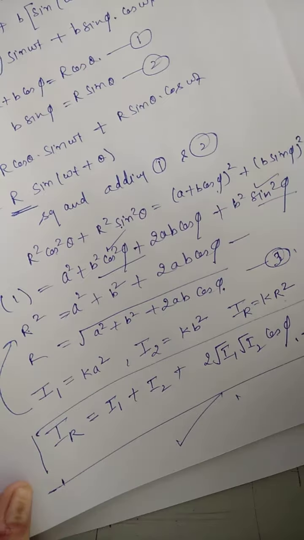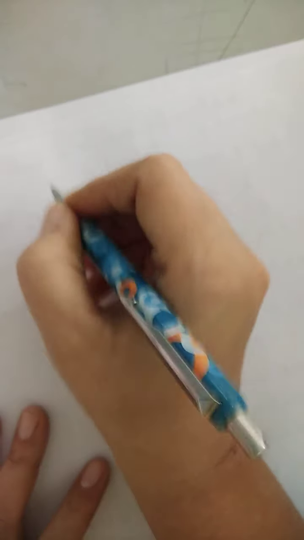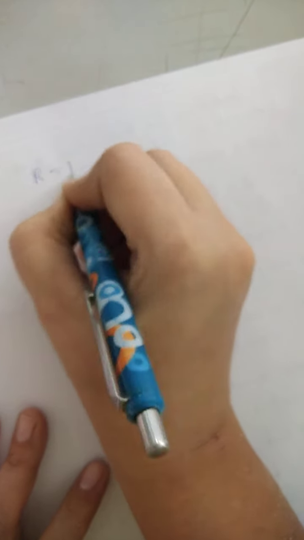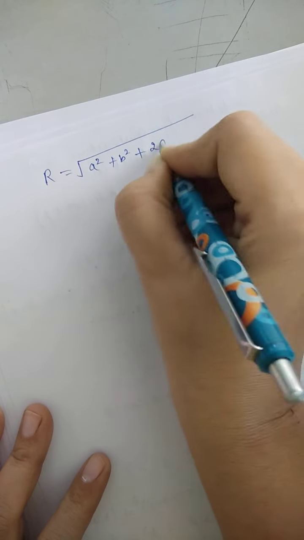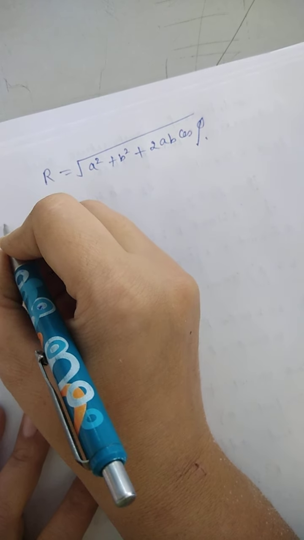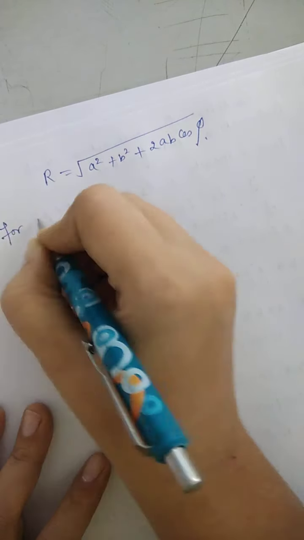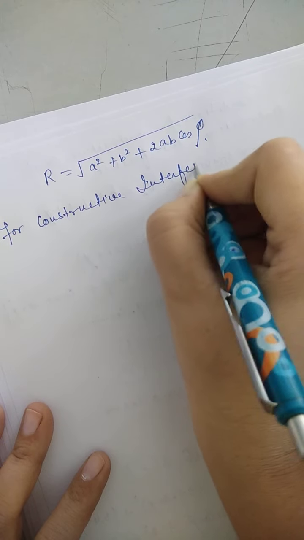Now from equation number 3, I will write it again and find the conditions for constructive and destructive interference. R is equal to the root of a square plus b square plus 2ab cos of phi. Right, now we know for the condition for constructive interference, R must be maximum.